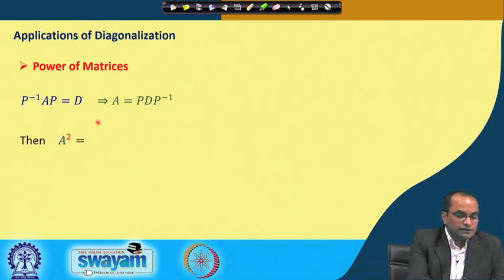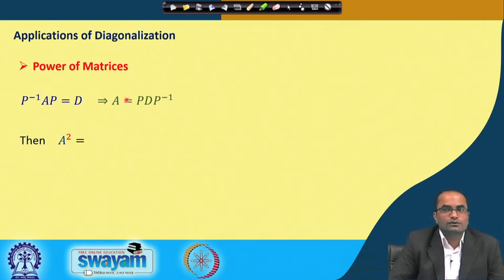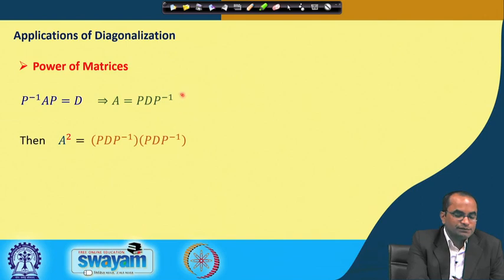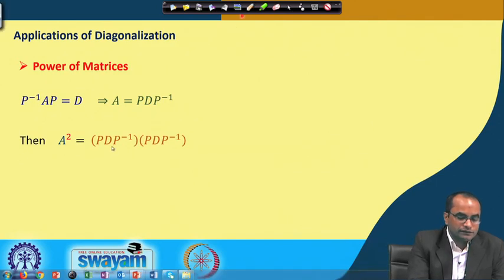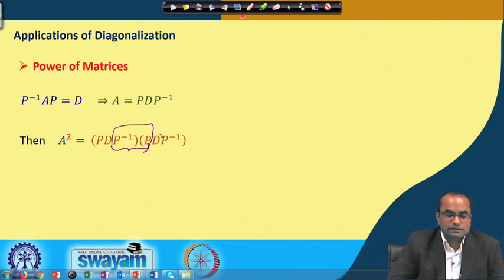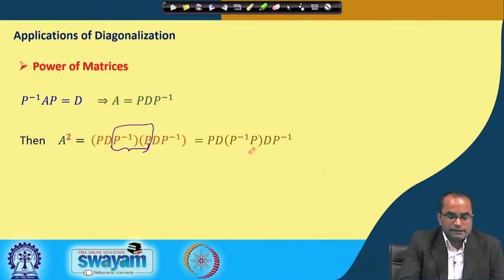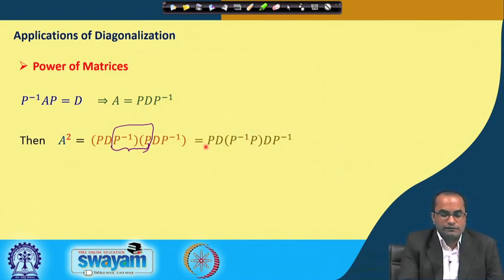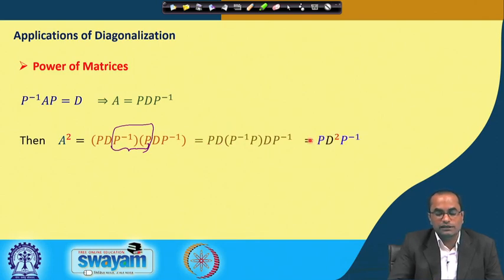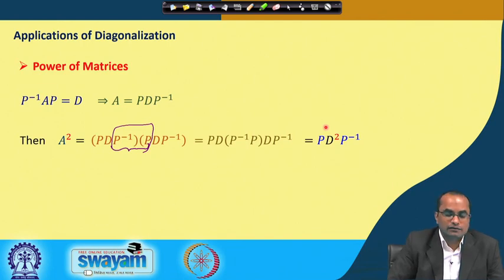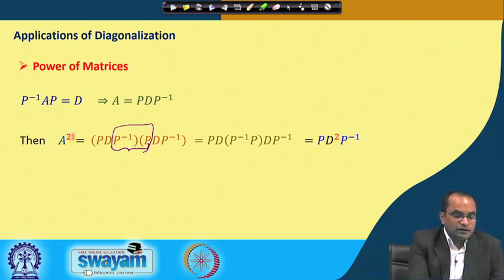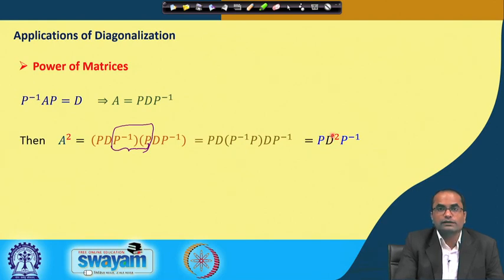Having this relation, if we want to get A power 2, or A square, we need to multiply P D P inverse with P D P inverse. With the associativity property of the product, we realize that P inverse P is there, which we can replace by the identity matrix, and then we get P D D P inverse. So the power of this matrix A is exactly translated to the power of this diagonal matrix.